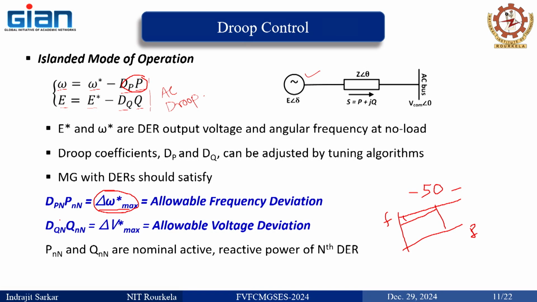dPn is nothing but the active power droop coefficient of the nth DER, and Pn is the nominal power of that DER. Similarly, this is the maximum voltage deviation that we can allow for the nth DER, and this is the droop coefficient. So this defines how much voltage deviation we can allow.